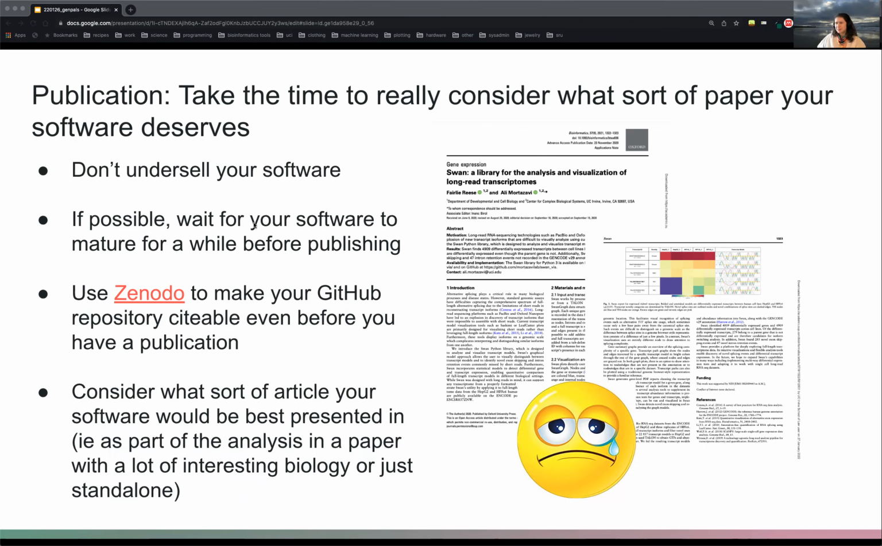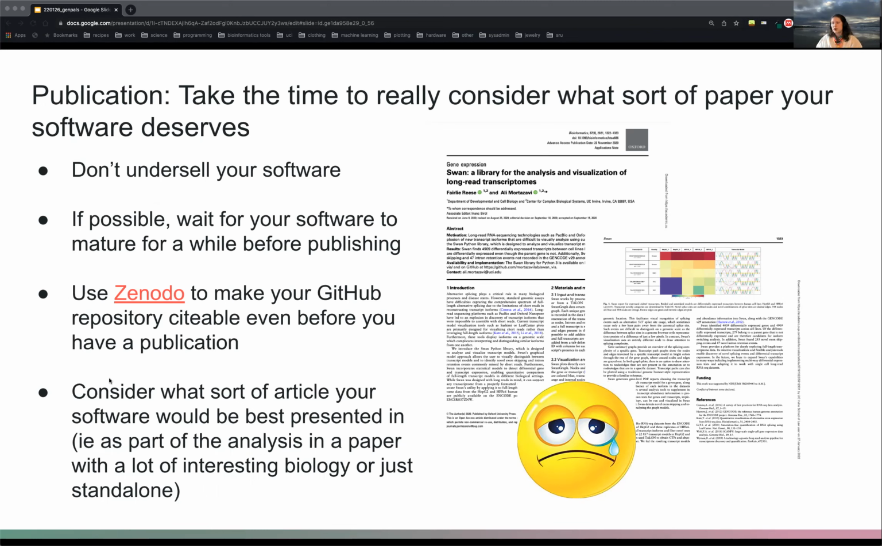So if you can, I would advise waiting for your software to mature for a while before publishing. In which case, actually, Sam was the one that suggested I put this point on here. If your software is not published, but you want people to be able to use it and cite it, you can use a web tool such as Zenodo, which will generate a DOI for a GitHub repository release that you have. You can make that citable essentially before you even have a publication.